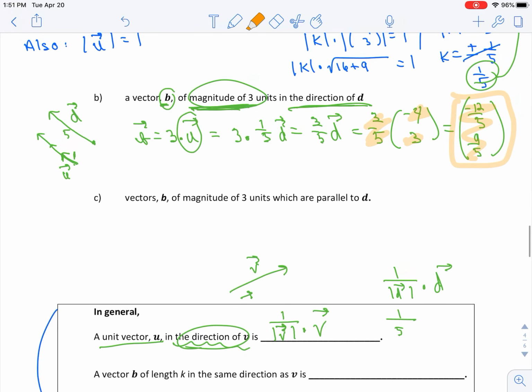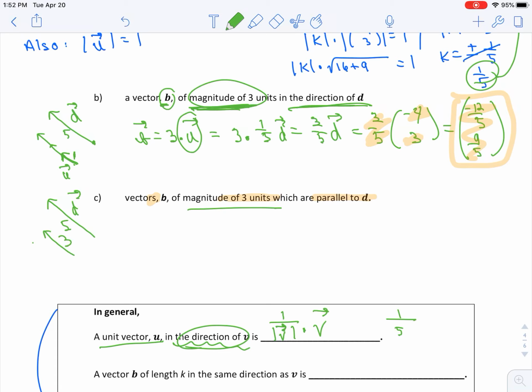All right, then the next one, notice that it says vectors B, of magnitude 3 units, which are parallel to D. When we say that they're parallel, it means that they might go in the same direction or they might go in opposite directions. So if this is my vector D, which has magnitude of 5, we want vectors of magnitude 3, all right? So they could be 3 units going this way, or 3 units going this way. Notice all that does is change that K so it could be both positive and negative.